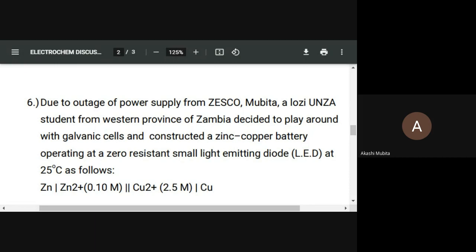Good. A reducing agent is that which has been oxidized. Are we together? If something has been oxidized, it is that which causes a reduction on the other one. So they are saying zinc is the reducing agent since it has been oxidized and it has reduced the copper. Is that okay?